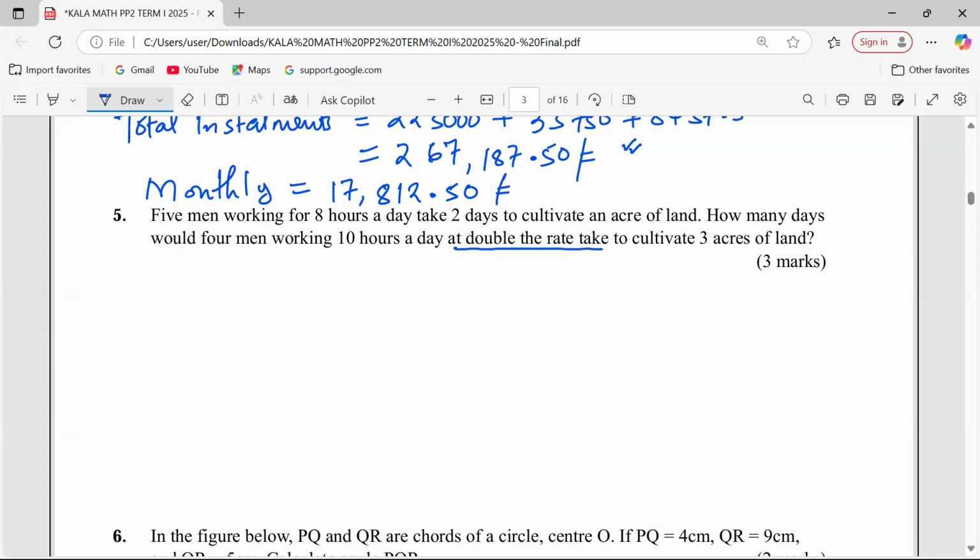That means, actually, let me approach the question in 2 different ways and we will see whether we will arrive at the same answer. One, we can have the number of men written here, then the hours they are working a day, then we have the days taken. 5 men, 8 hours a day, take 2 days. How many days would 4 men working 10 hours a day take to work 3 acres?